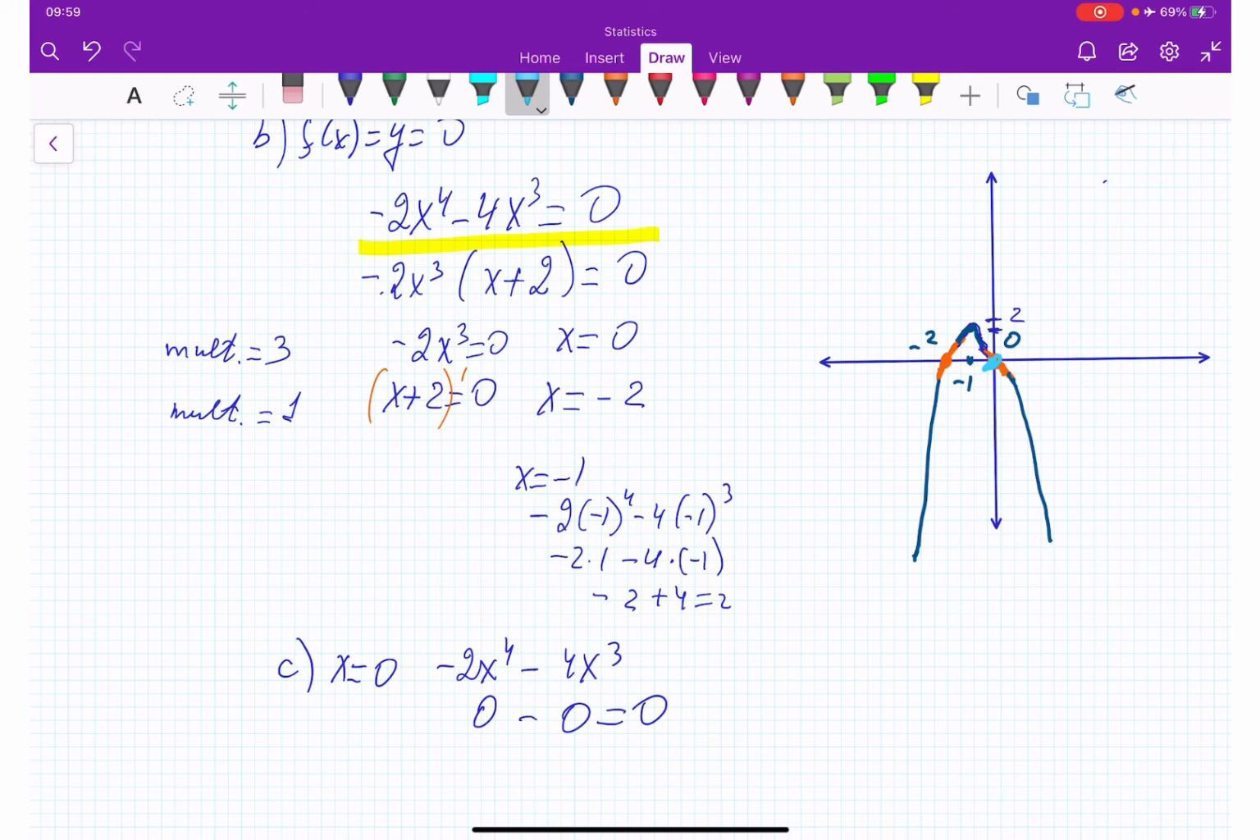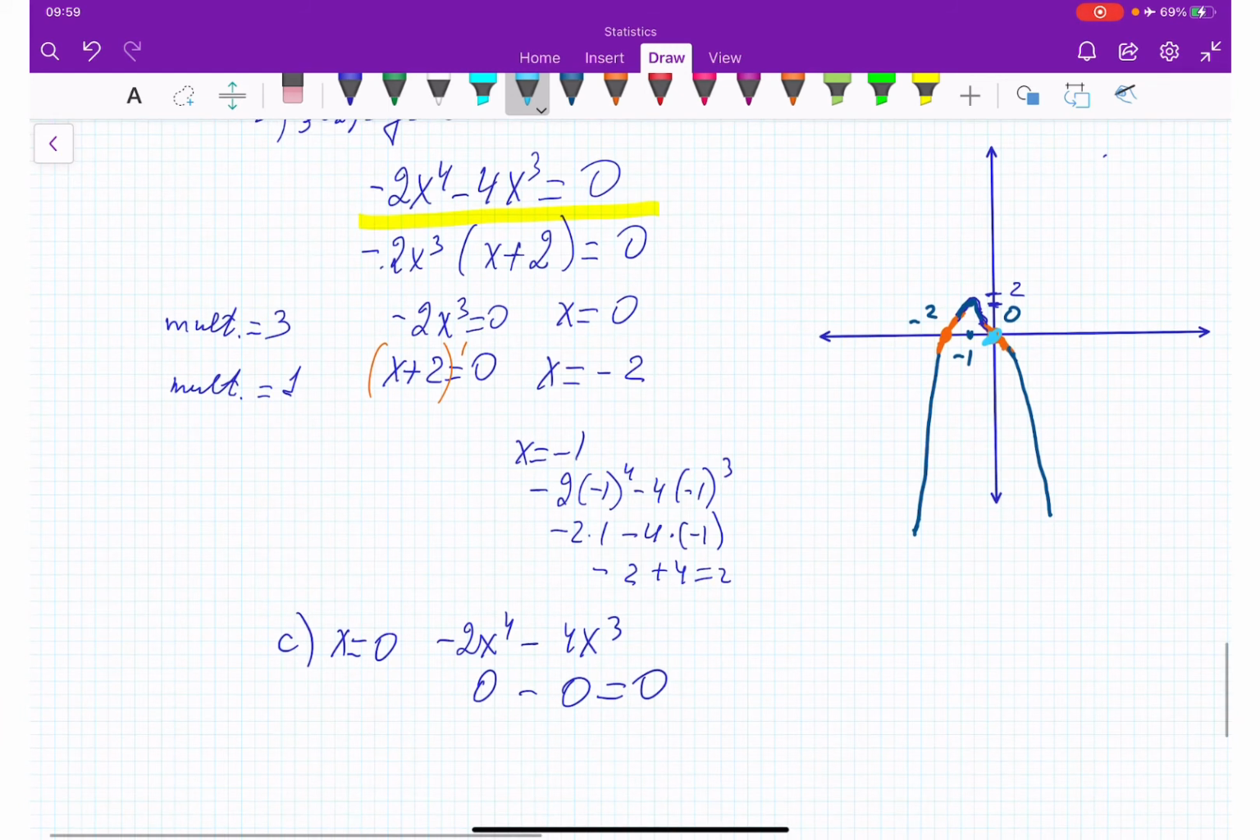Now, if we talk about symmetry, we can say that the graph is neither symmetric about the y-axis nor symmetric about the origin. So there is no symmetry in the graph.